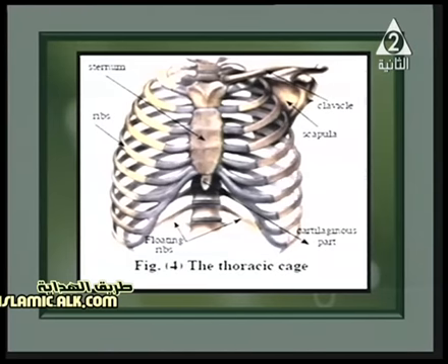Number two, we have 12 thoracic vertebrae. And finally, we have 12 pairs of ribs. We have 12 pairs of ribs. And focus here.